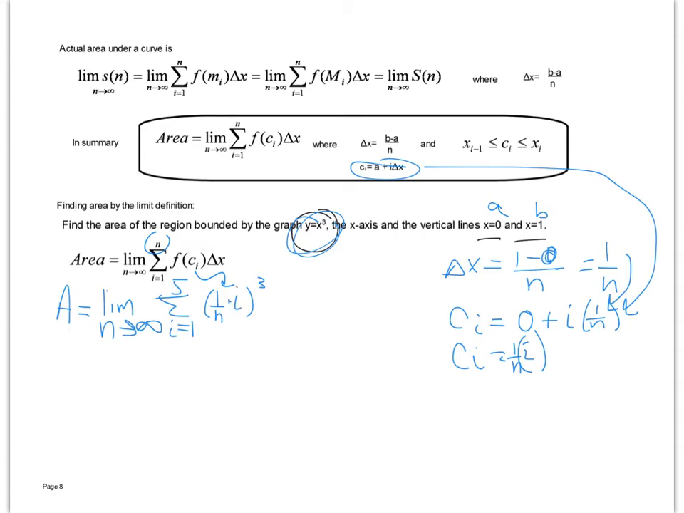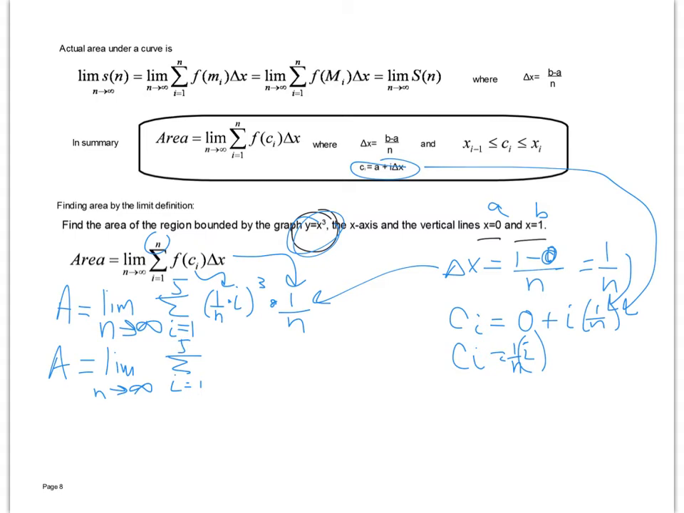I just realized over there it looks really funky, so I'm sorry. Times delta x, we found that over here. It's 1 over n, right here, right? Delta x. Okay, and now it's just algebra. It's gross algebra, admittedly, but it's algebra. All right, so limit as n goes to infinity. And then we're going to do our cube.